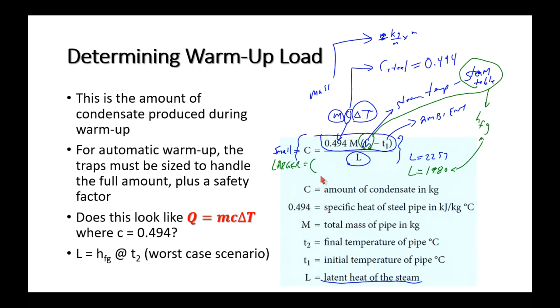So what's best? The best is we use L at T2, which is really our worst case scenario, right? So what we're saying is the smaller the latent heat of evaporation that we're using for the steam, we actually calculate a larger condensate load, and it's beneficial for us and our piping system in that regard.